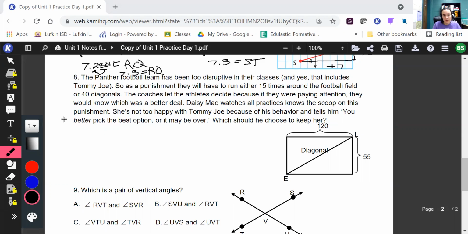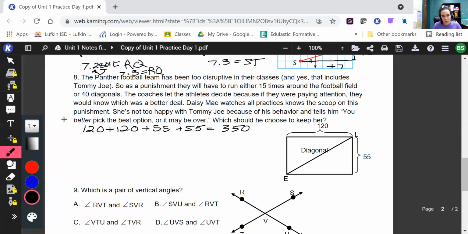So first off, we've got two punishments. We have them running around the football field 15 times, or we have them running the diagonal 40 times. So let's figure out how long it would take to run around the field 15 times. So remember that around the field, we've got to find the perimeter. So 120 plus 120 plus 55 plus 55. That gets us 350.